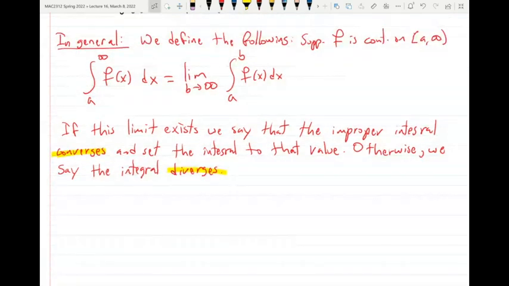All right, so if this limit exists, we say that the improper integral converges and set the integral to a value. Otherwise, we say the integral diverges.